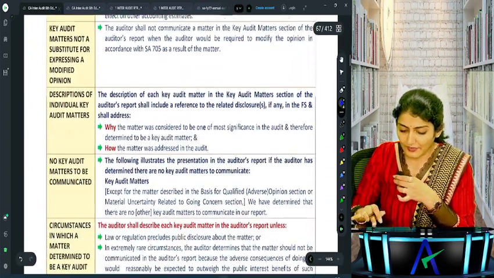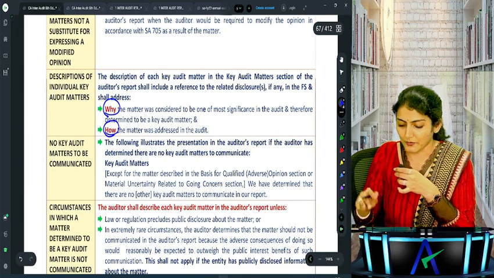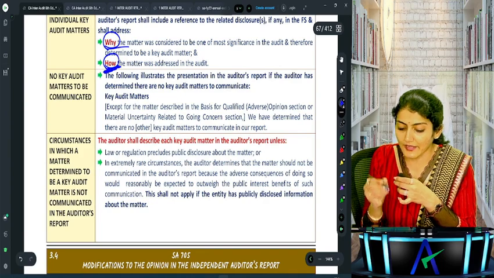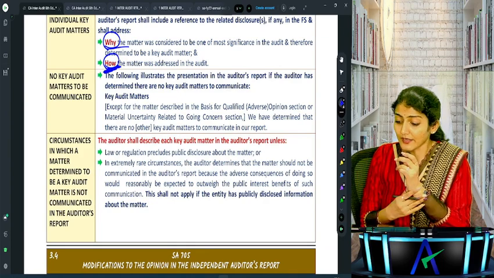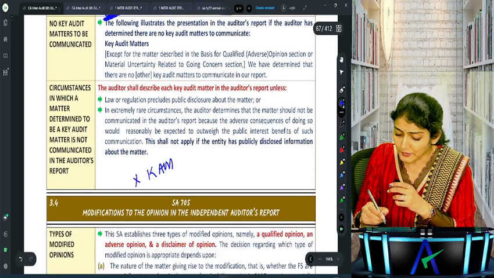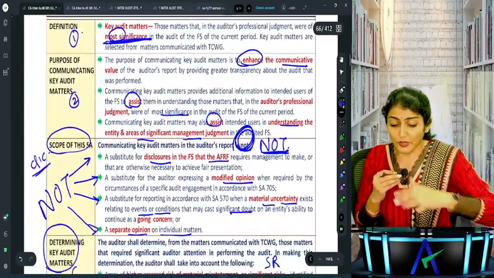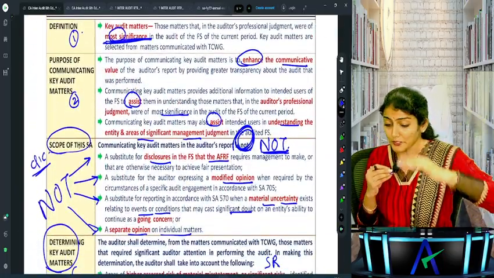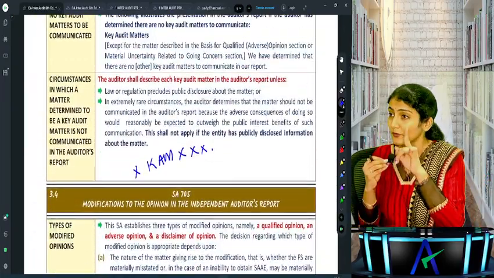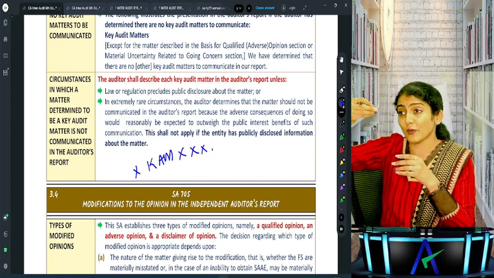Then after that, key audit matter is not a substitute. How do you give a key audit matter? Why and how it is a key audit matter. Why it is a key audit matter and how it has been addressed in the audit. There could be situations wherein you know this is a key audit matter, but still you're keeping quiet. One, what was question number three we studied, what is not a key audit matter. Now you know revenue recognition is a key audit matter, but someone says don't tell it to anyone. Though it is a key audit matter, still you are not reporting.